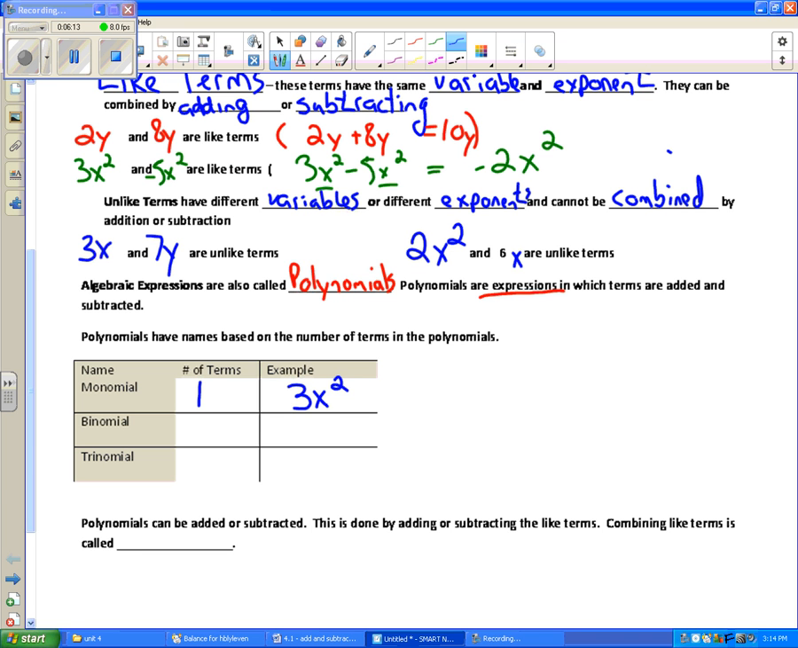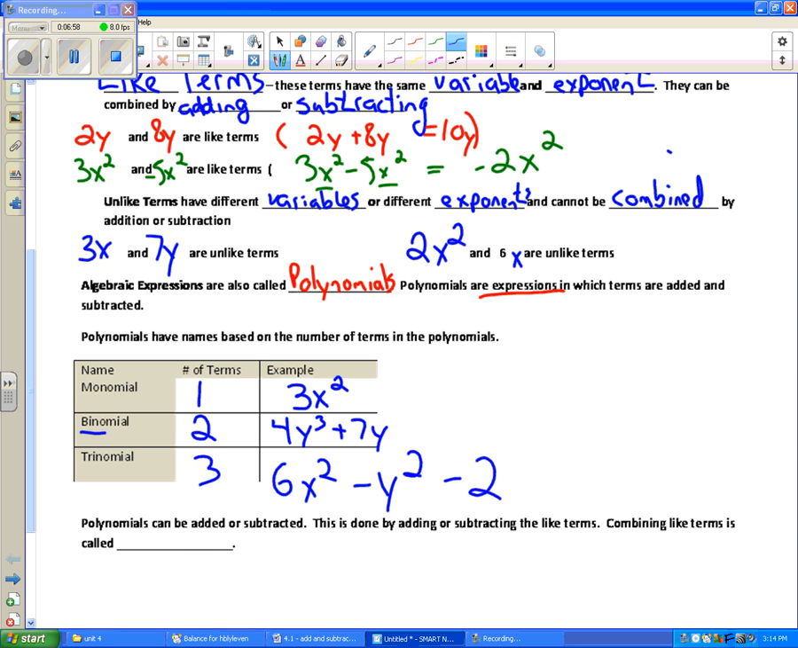We have a binomial. I look at that and I see bicycle, or I see bipeds, which are species or animals that have two legs. And they have two terms, 4y cubed plus 7y. I can't add them because they're different. The exponents are different. So it is a binomial with two terms. In a trinomial, we look at tricycle or tripod, and we can see an example here, 6x squared minus y squared minus 2. That is a trinomial. I can't combine them because they are not like terms.